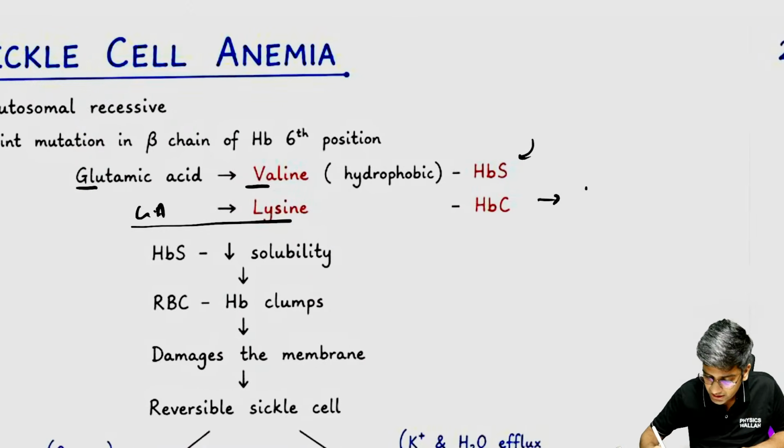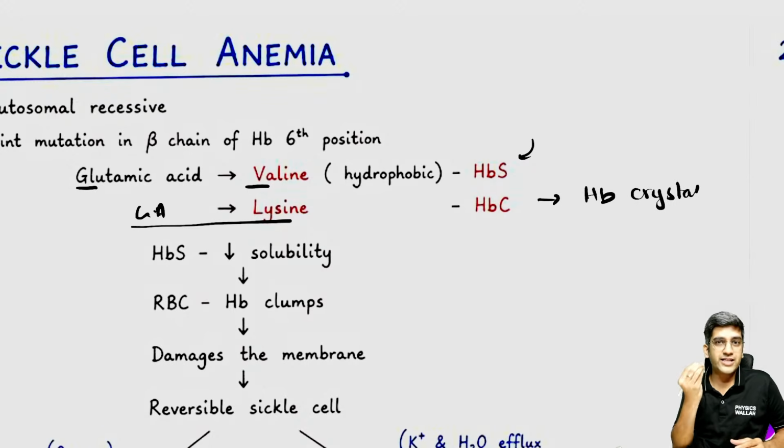Same thing, if glutamic acid in the same position becomes lysine, that causes HBC. In HBC, you will see hemoglobin crystals. The hemoglobin crystallizes. That's the problem with HBC. It's a different hemoglobinopathy. Fine.